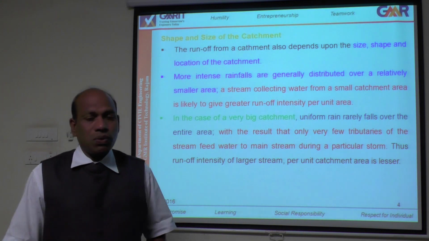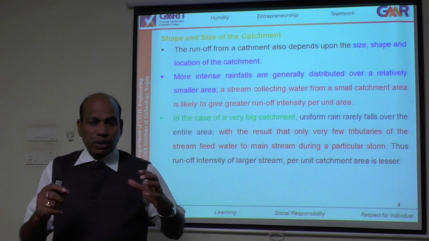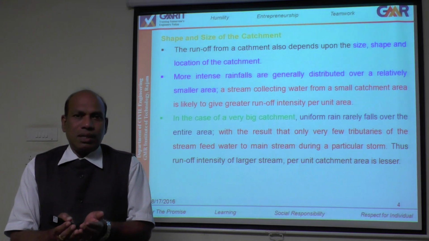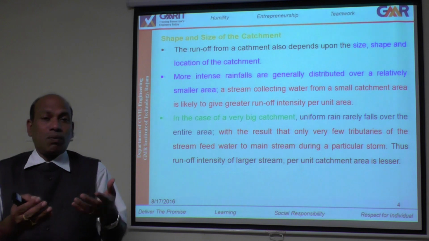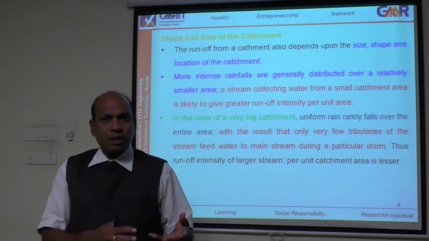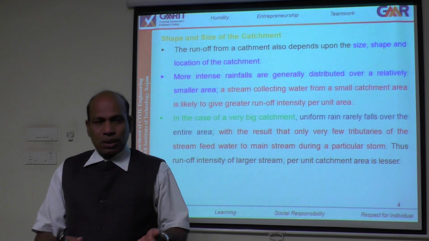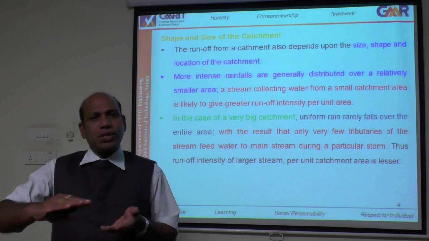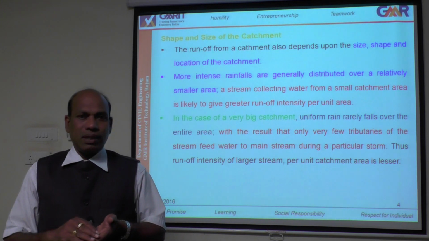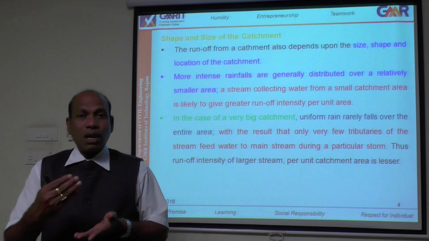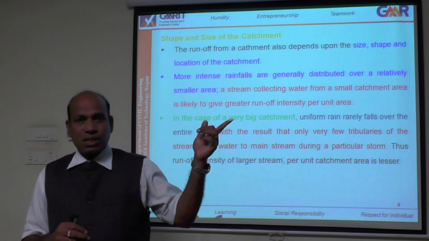Here, more intensive rainfall generally affects a small catchment area. Automatically, the runoff, or the water reaching the stream or the reservoir, is high. That means the runoff is more. Otherwise, if the rainfall intensity is uniformly distributed over a large catchment area, the runoff will be less as compared with the earlier situation.